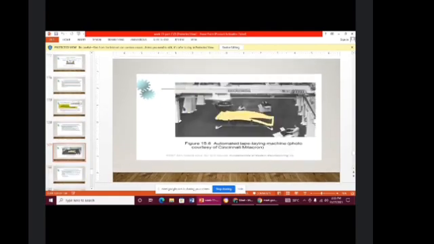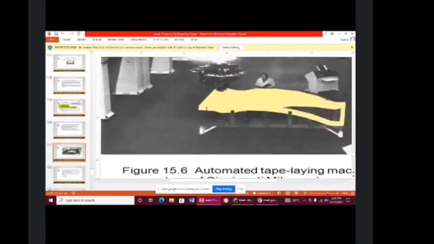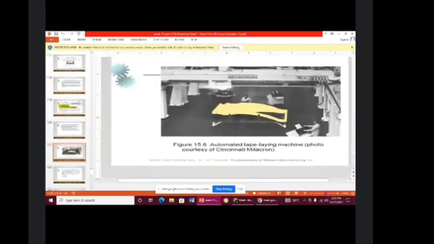Next is the actual picture of the automated tape laying machine. This photo is courtesy of Cincinnati Milacron, which is the company. This is the picture.